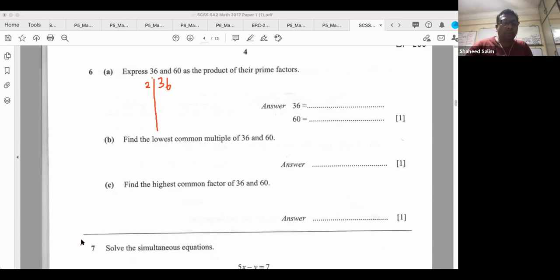Inshi, not plus, Inshi. How come 2 to the power 2, 3 to the power 2 plus 5? Why do you plus? Times. That is for 60, Inshi. Is that for 60, or is that for 36? Which one?